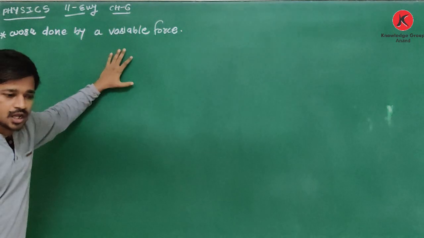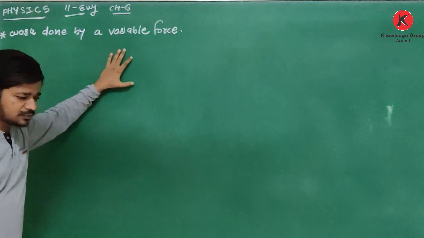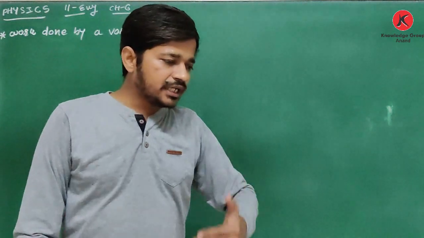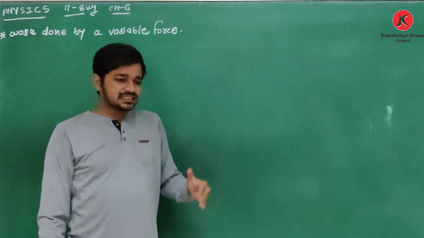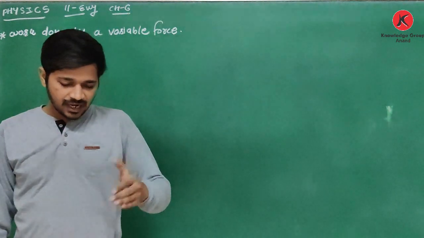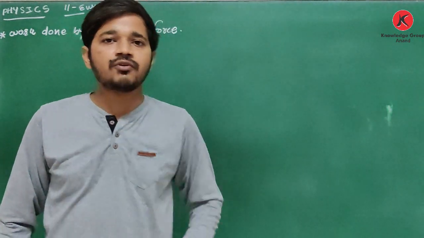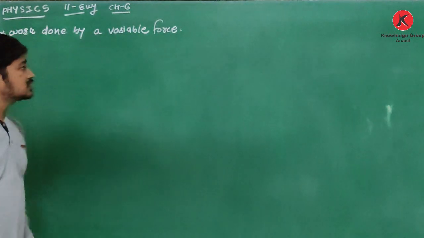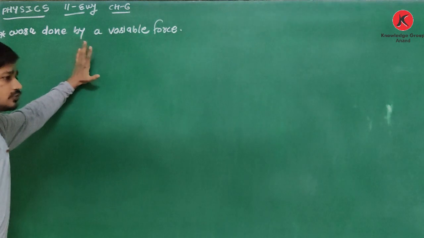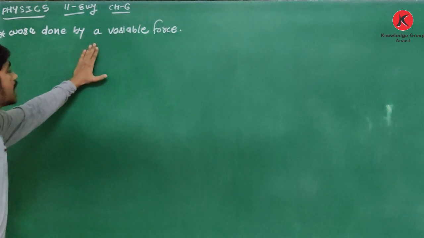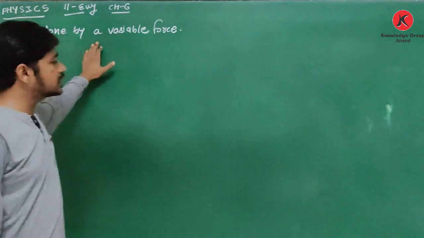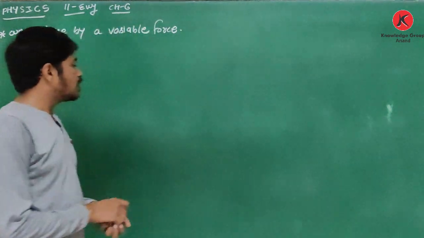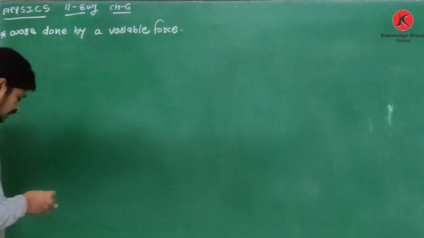Variable force means when an object is in motion from one point to another point, from an initial position to another position, and during this motion, at each and every point the force is not uniform. So when force is not constant, it is said to be a variable force. What is work done by a variable force? That we will understand with the help of one illustration.